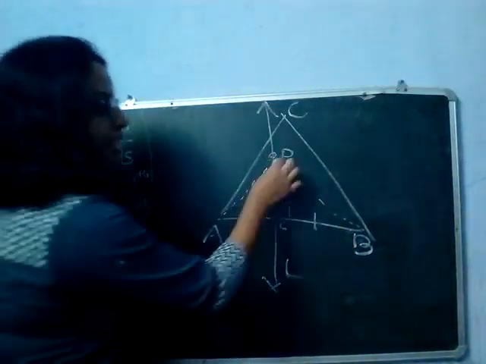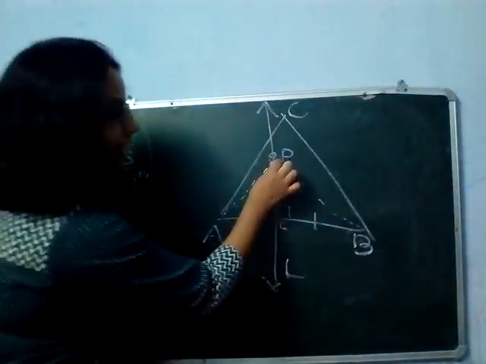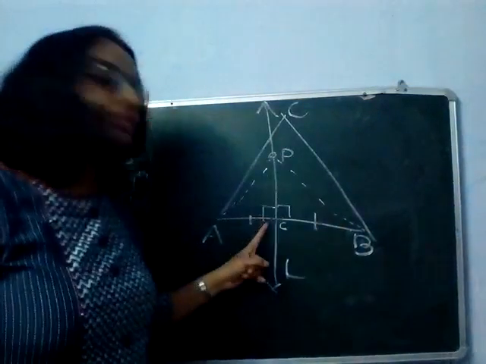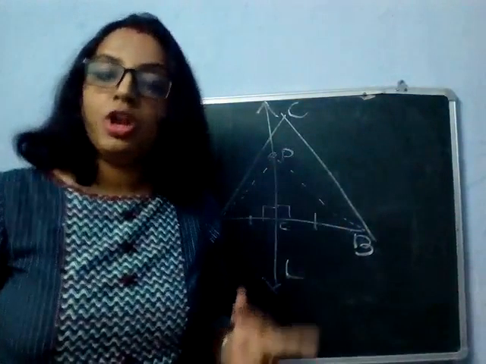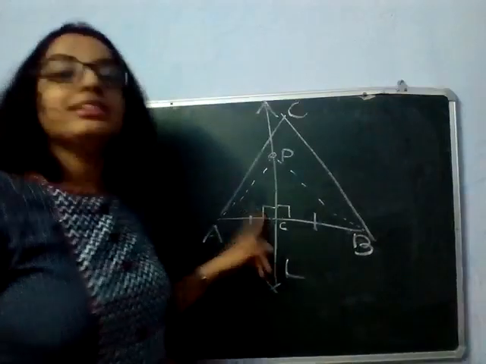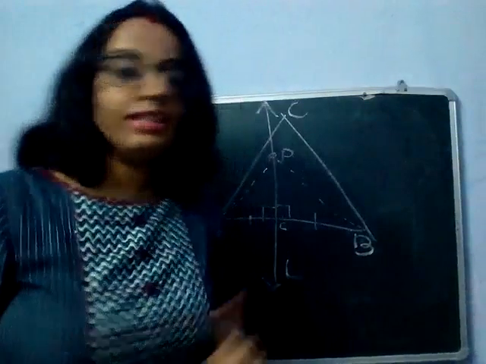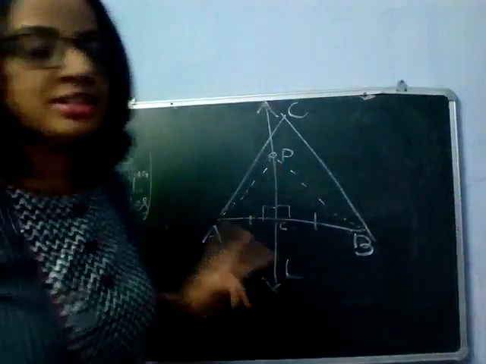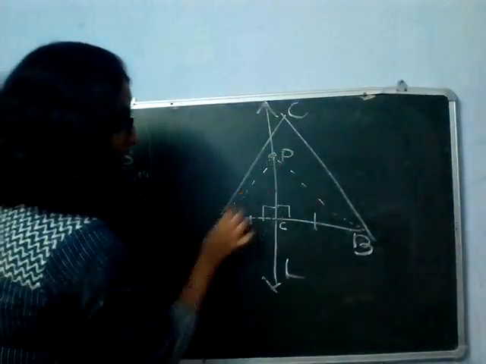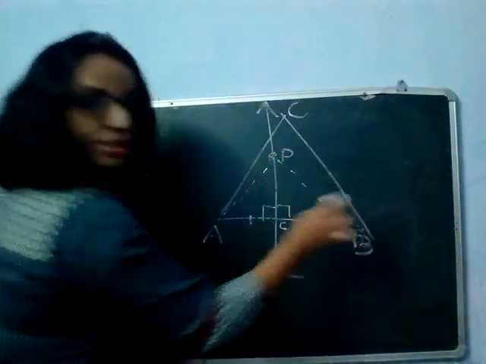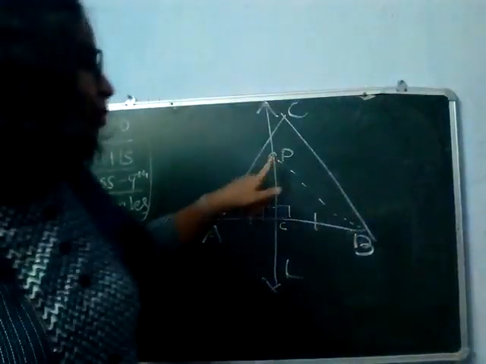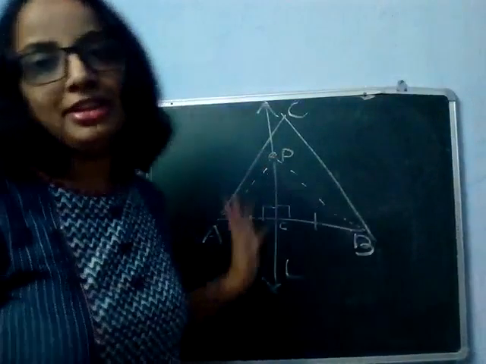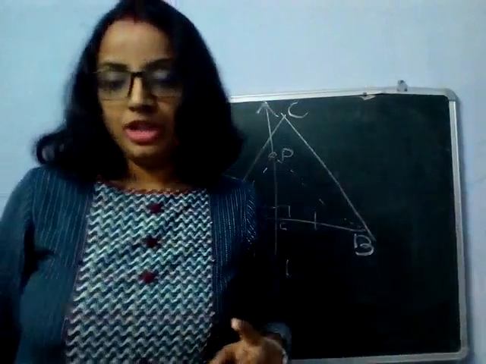So by the RHS property, that is right angle, hypotenuse, side: one angle is 90 degrees and two sides are equal. By the RHS property, these two triangles are congruent. As the two triangles are congruent, by CPCT, this side equals this side. So we can say that the point P is equidistant from the points A and B. So that's proved. Now next point.